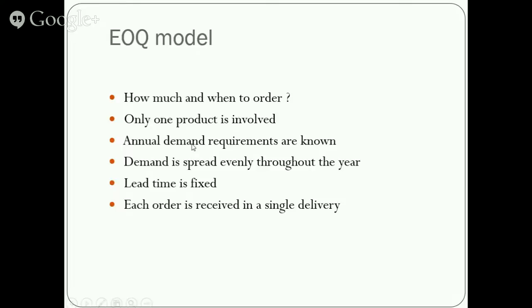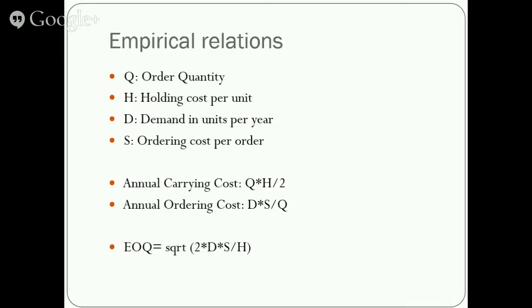So in the EOQ model, we assume the lead time is fixed, and also every order is received in a single delivery. Now, I'm just giving you a superficial aspect of the EOQ model here, because in any interview nobody is going to ask you in depth; once you join any MBA college, only then will you be reading this model in depth. So as of now, you should only know what the EOQ model is and what the assumptions are which underlie this model. And talking about the empirical relations, that is how this economic order quantity is calculated. You can see different variables are given there.